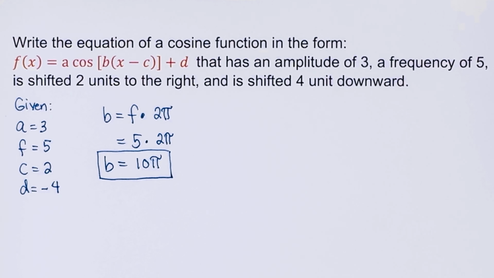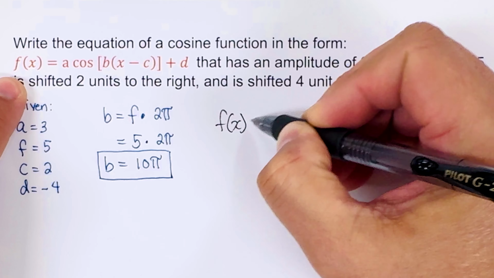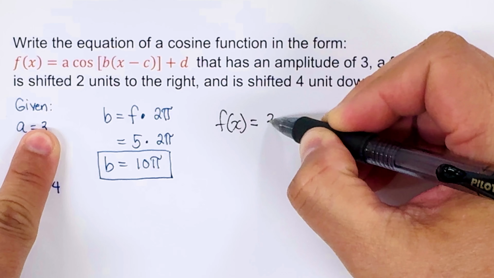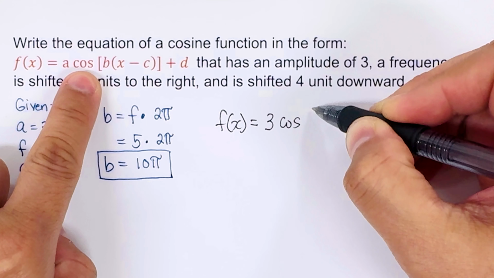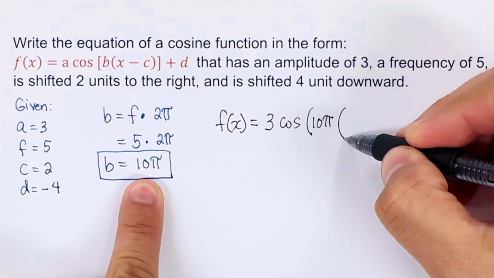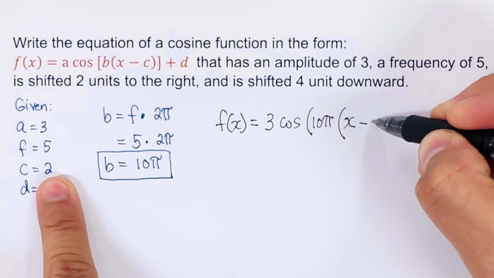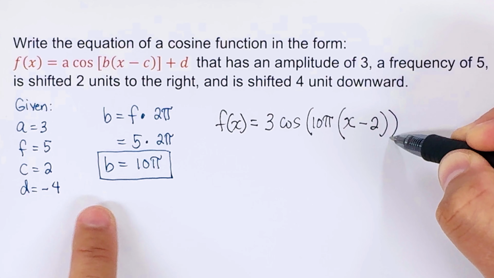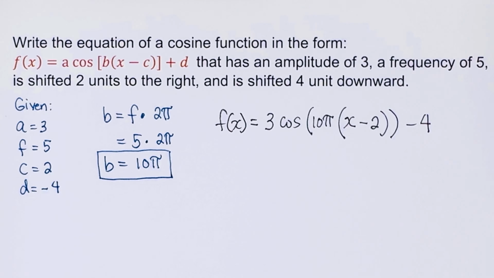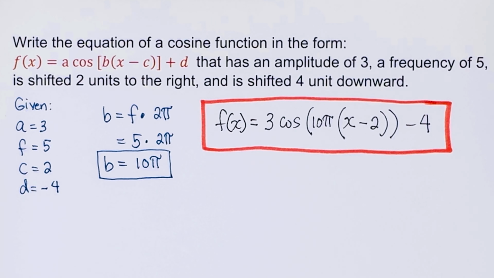So we can go ahead and write the equation on the side right here. We're going to start with f of x. Our A is 3, and this is a cosine function. And then we have our b is 10 pi. And then we have a c of 2, so that's a minus 2. And then we have a d of minus 4. So this is the equation for the given problem that we have up here. So that is how we write equations of trigonometric functions in transformed form.